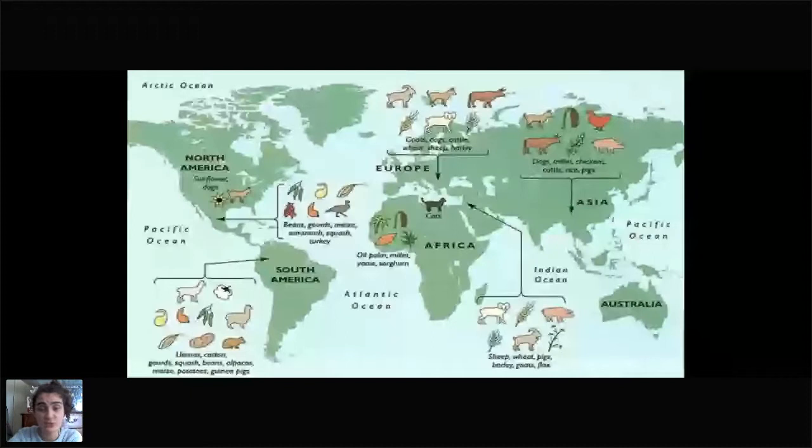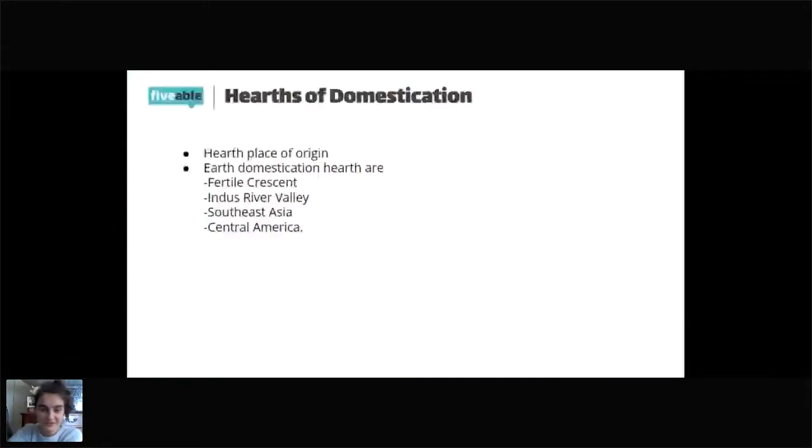Do you guys have any questions about what we just covered? Is everything pretty clear? The slide before this was just the four main Hearths of Domestication: the Fertile Crescent, the Indus River Valley, Southeast Asia, and Central Asia. Okay, Kayla, you're welcome. Okay, let's move on. There are no more questions.